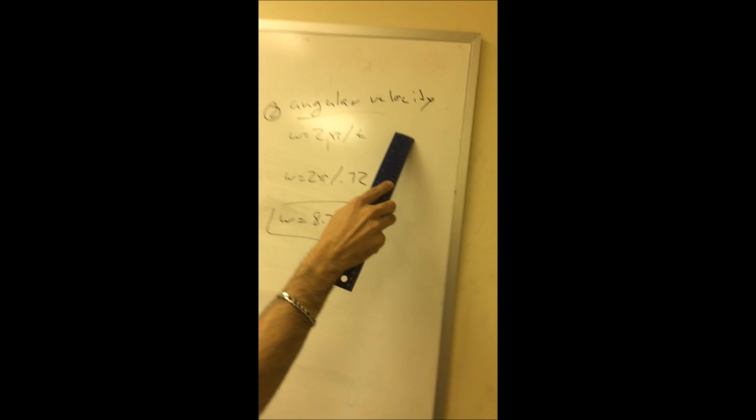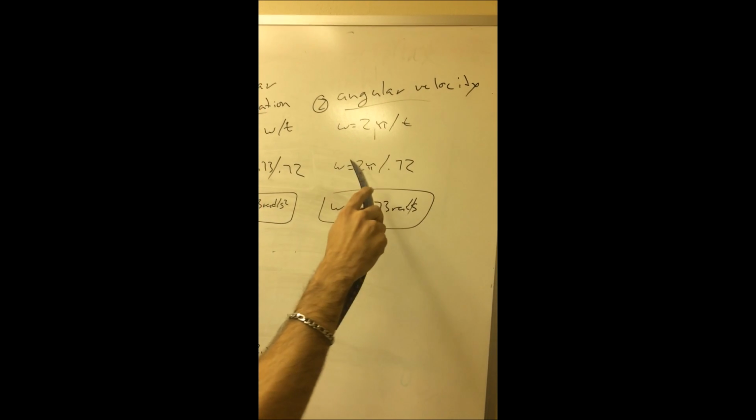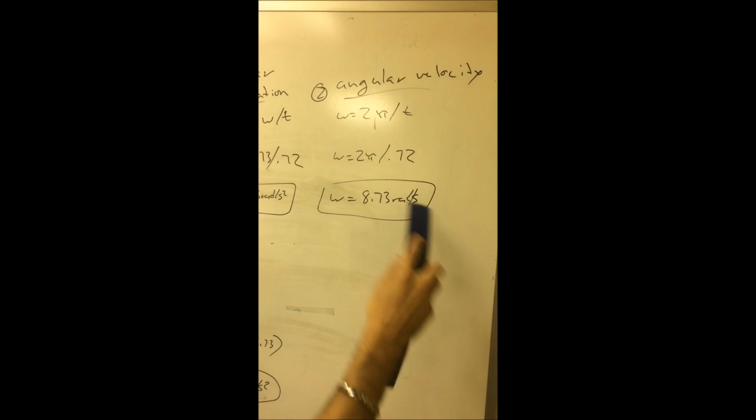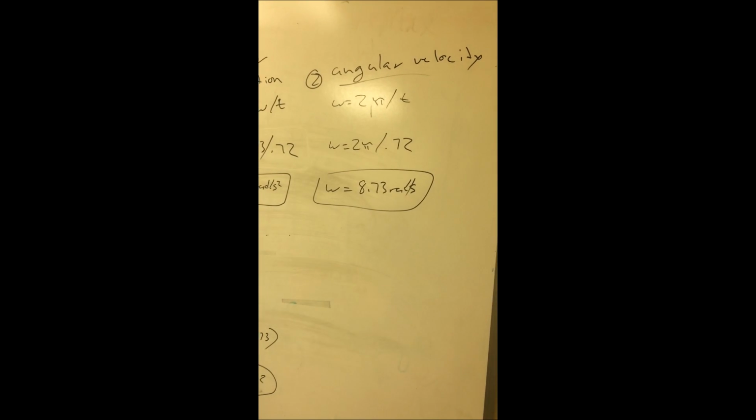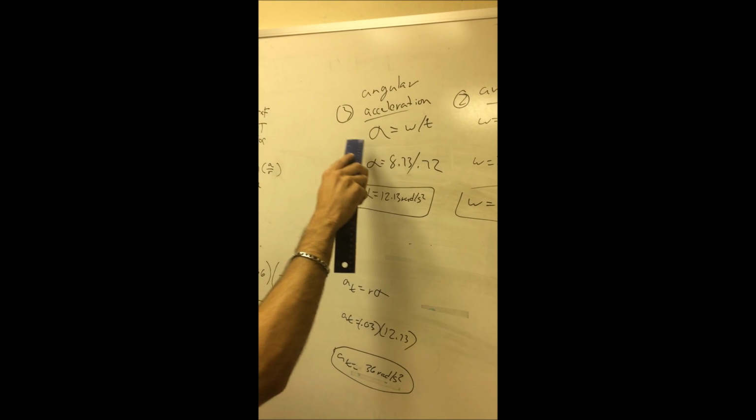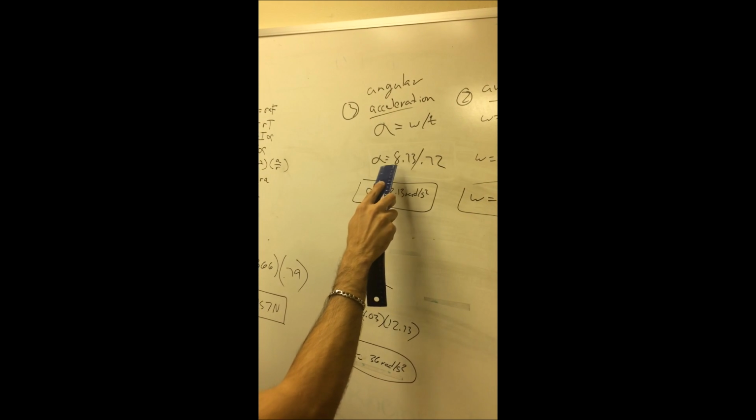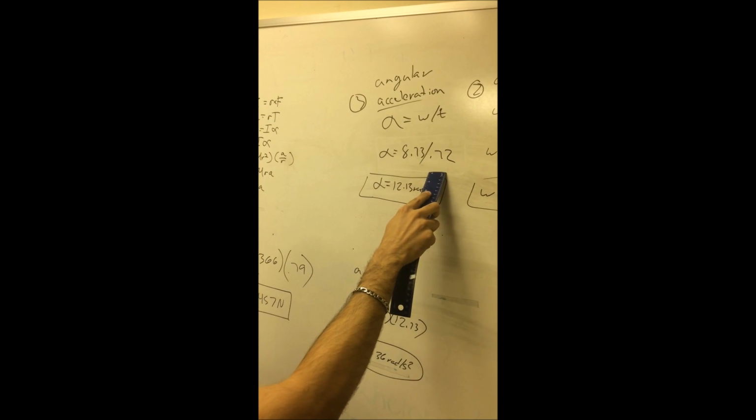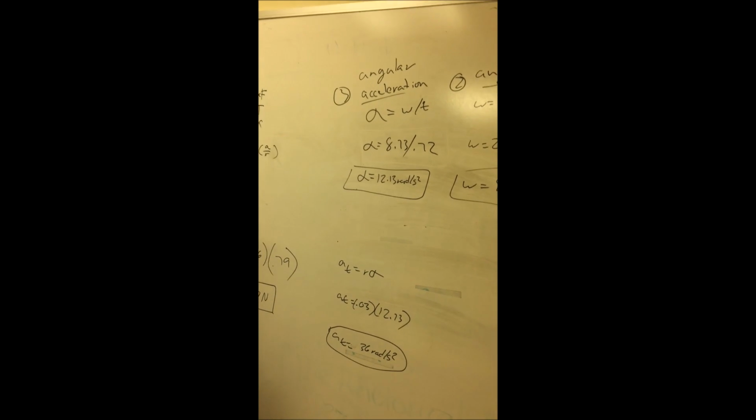Now we're going to try to find angular velocity, which we could equal to 2 pi over time. Our time we got was 0.72 seconds. If we divide these two, we get 8.73 rads per second. With this, now we could find angular acceleration, which equals angular velocity over time. Our angular velocity over our time will equal 12.13 rads per second squared.